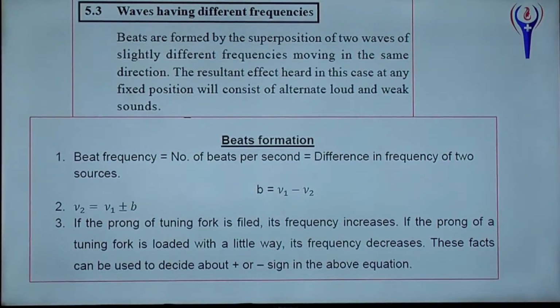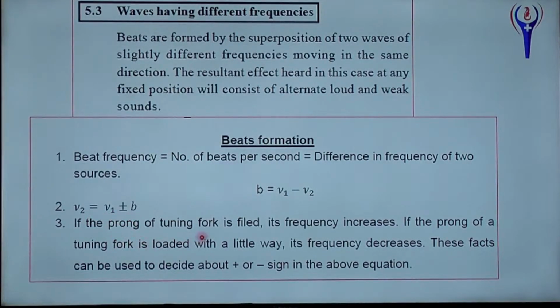And waves having different frequencies. Beats are formed by the superposition of two waves of slightly different frequencies moving in the same direction. The resultant effect heard at any fixed position will consist of alternate loud and weak sounds. Beat frequency, the number of beats per second, is equal to the difference in frequency of the two sources. Suppose two sound sources vibrate with nearly equal frequency, then beats are formed. Beats means intensity increasing and decreasing slowly. Then nu2 equal to nu1 plus or minus b.